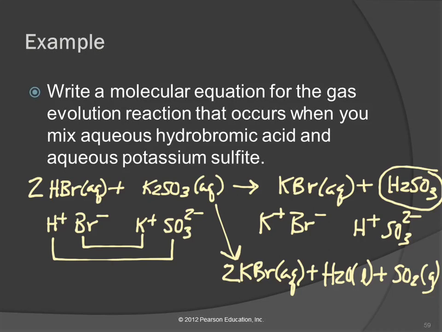Yes? On the very top, when you put the 2 by the hydrogen or bromine, that means 2 hydrogen and 2 bromine. Right. Yep. This 2 means 2 of everything that's behind it. So this is a molecule containing one hydrogen atom and one bromine atom. And we've got 2 of those.